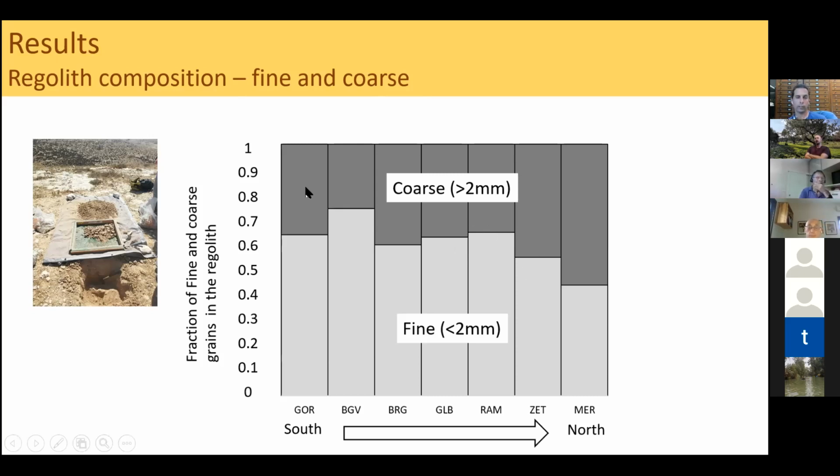And also, it gives us an indication: things that are bigger than 2 millimeters have to come from rock weathering. They cannot come from dust. It's too heavy to be transported by dust. So it gives us an indication of mechanical weathering of the rock.